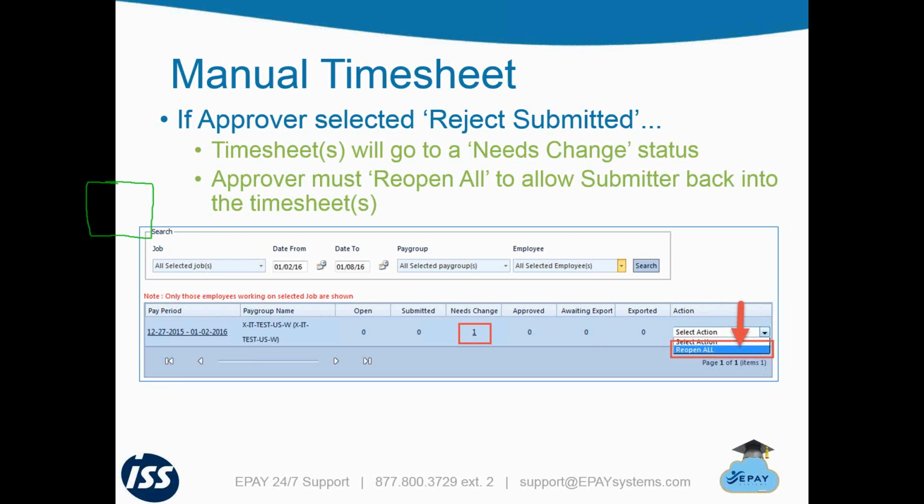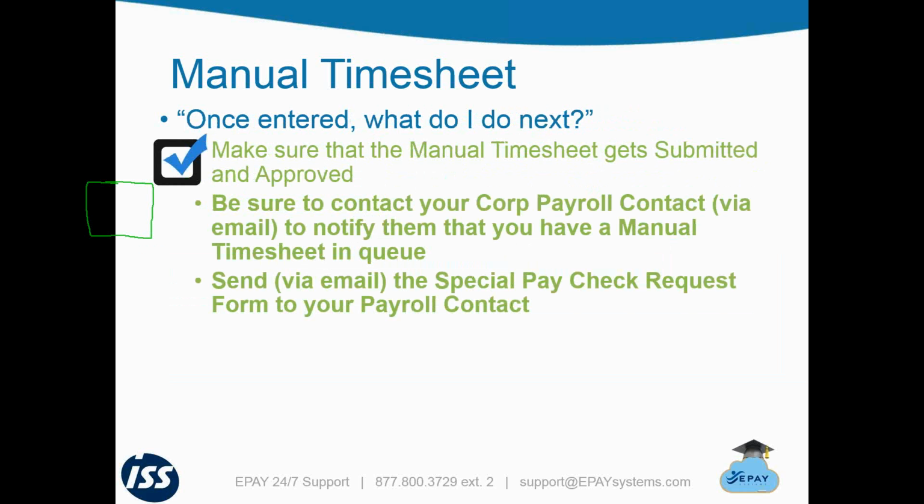keep in mind is once they are approved, you need to now be sure that you contact the payroll contact here at corporate. Let them know that you have a manual timesheet in queue. And once again, also let them know that if there's any special paycheck request forms, you need to send those to them as well via email.